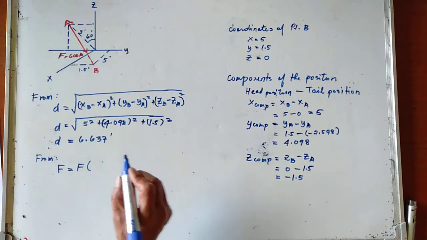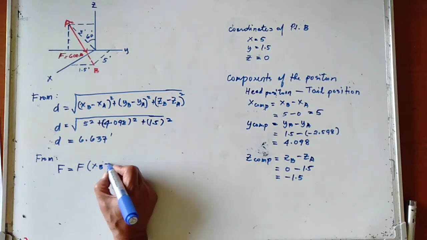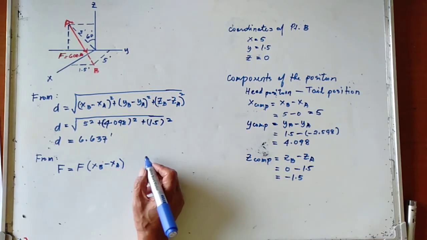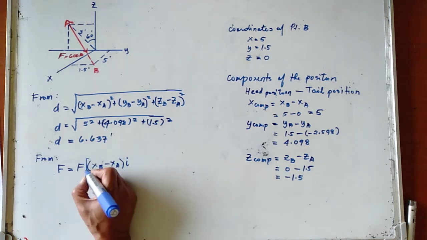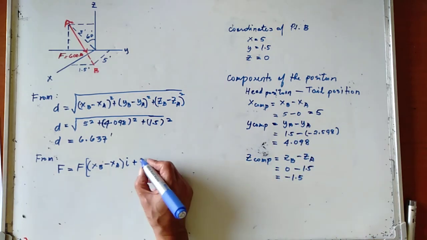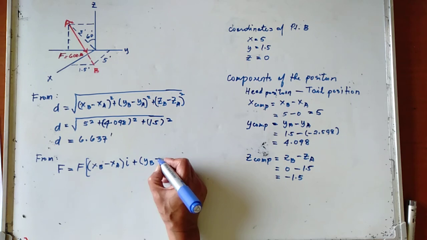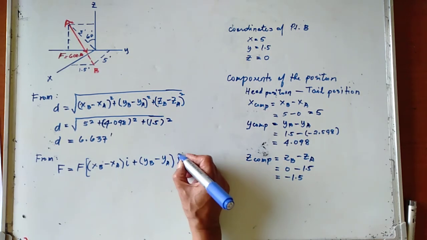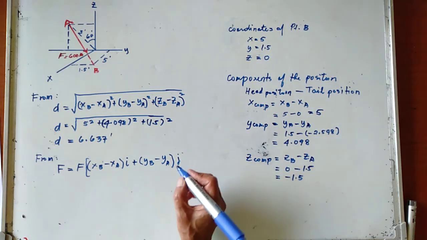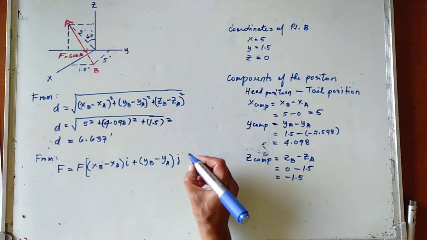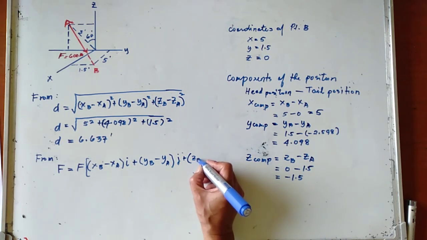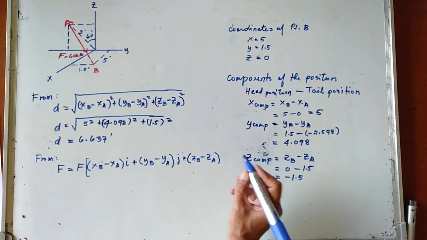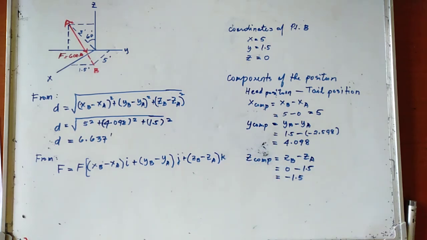XB minus XA, which we place under your i. Plus YB minus YA, and that is now your j. Multiply this one by a unit vector j, which is in the direction of the positive y-axis. And then plus ZB minus ZA, multiply this one by a unit vector in the direction of the positive z-axis, which is equal to k.